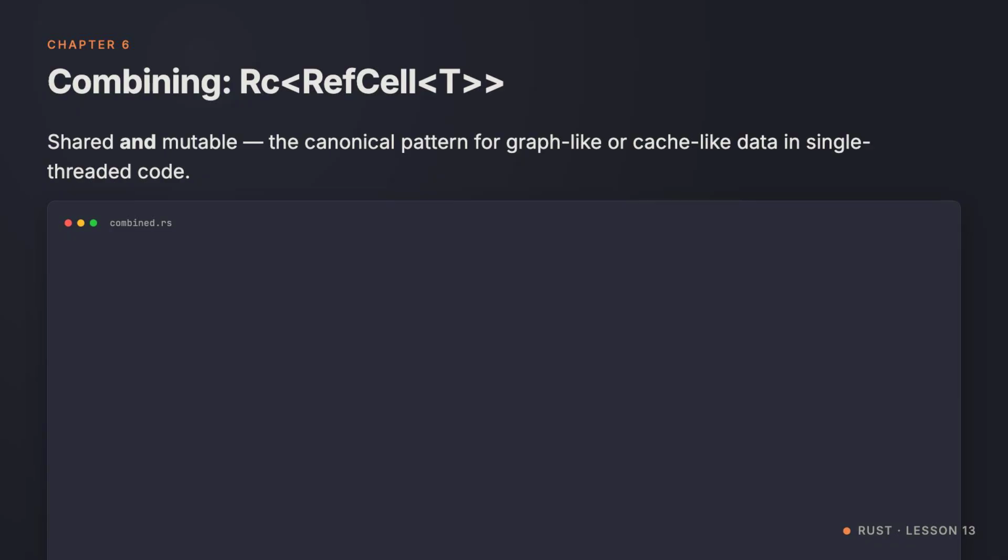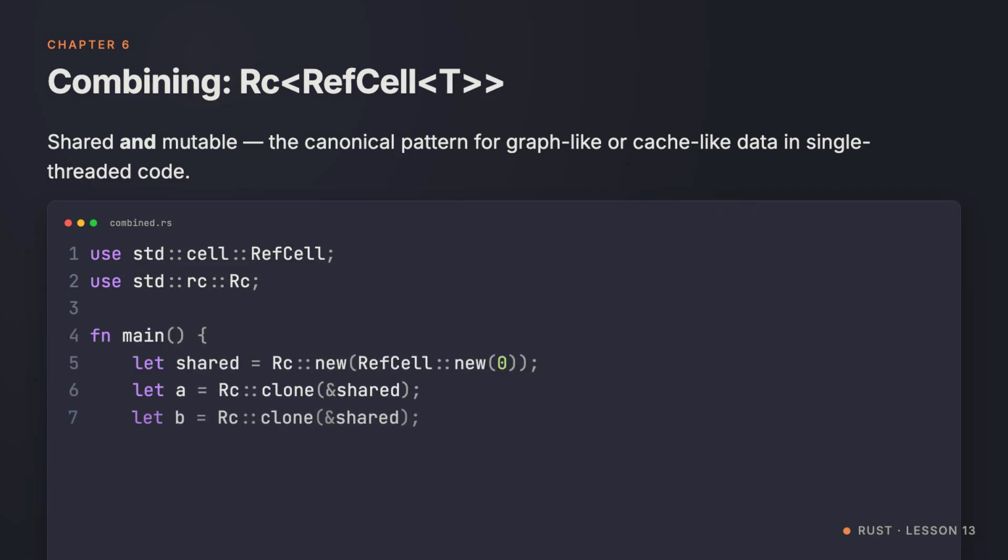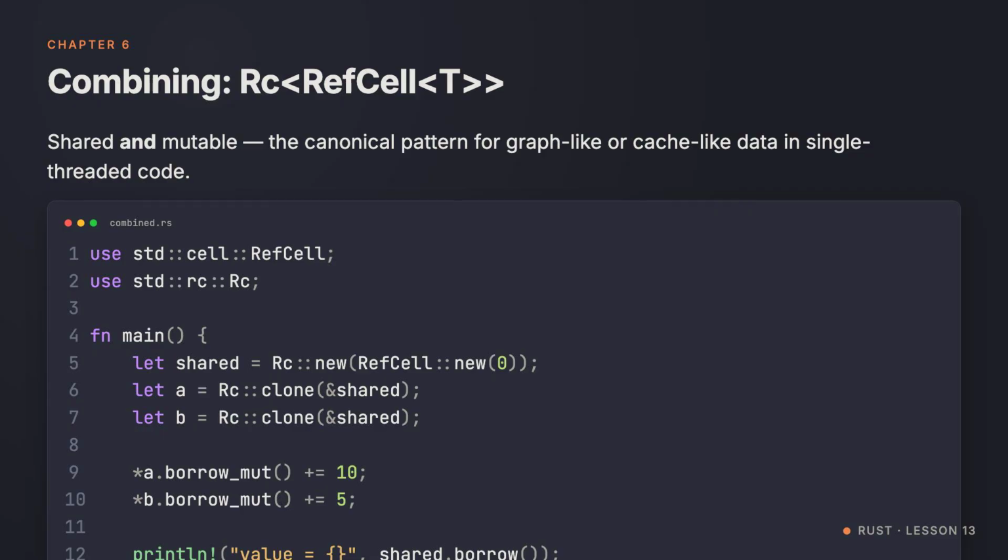Here's the canonical pattern you'll see in Rust code: Rc wrapping RefCell. The outer Rc lets multiple parts of your program share ownership of the same value. The inner RefCell lets each of those owners mutate the underlying value, with the borrow rules enforced at runtime. Together, they give you the flexibility of a shared, mutable value, familiar from other languages where everything is shared and mutable by default, while keeping everything inside the safe, documented boundary of smart pointers.